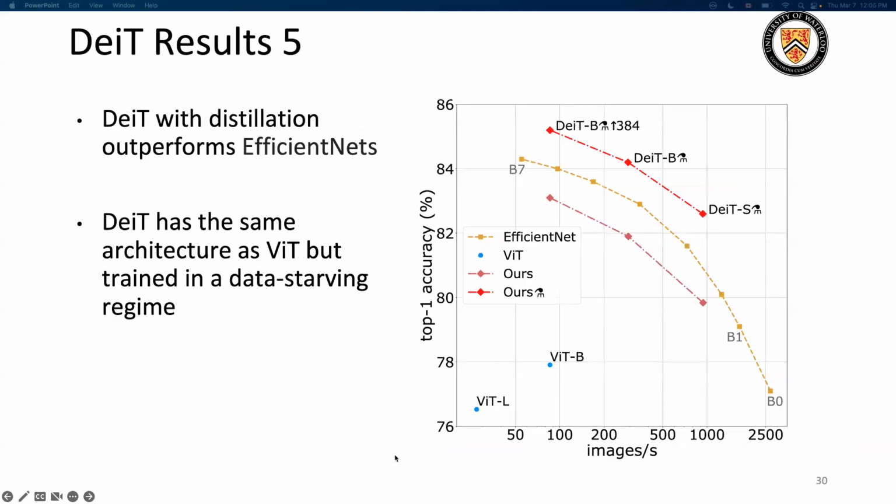And here's the final comparison of DeiT with EfficientNet and ViT. So you can see here that ViT is slow and it has low accuracy compared to the other models. DeiT is the same as ViT, just trained in a data-starving regime, but you can see that it is better than ViT, but not better than EfficientNet. DeiT with distillation actually outperforms the CNN-based model. Also, for example, consider this image per second. You can see that at this point, with the same speed, DeiT actually performs better than the rest.